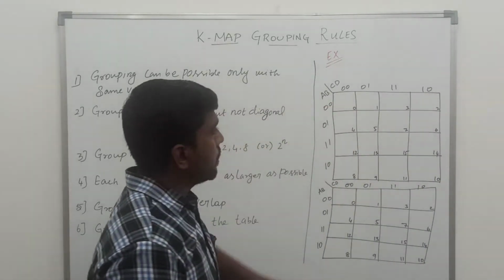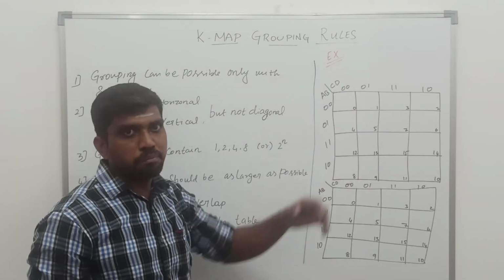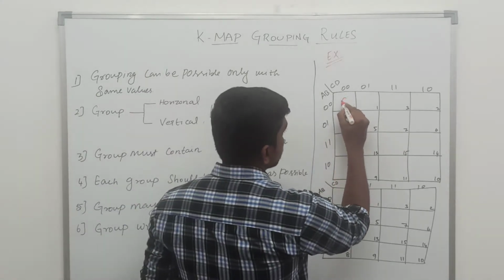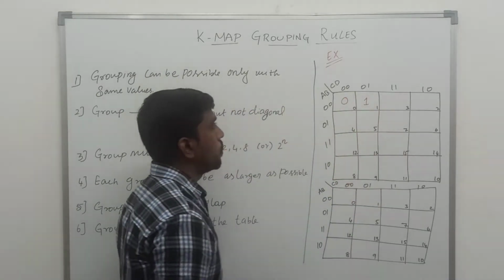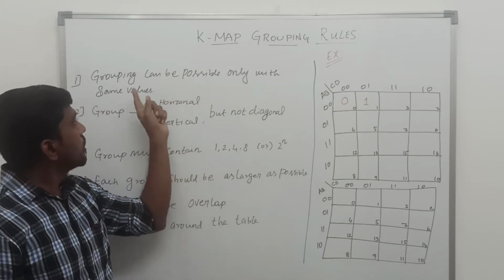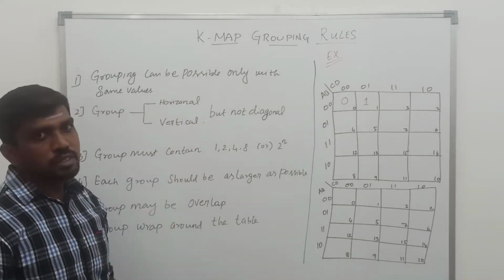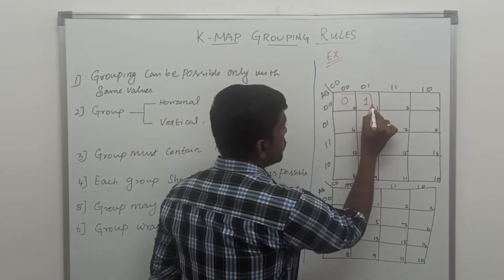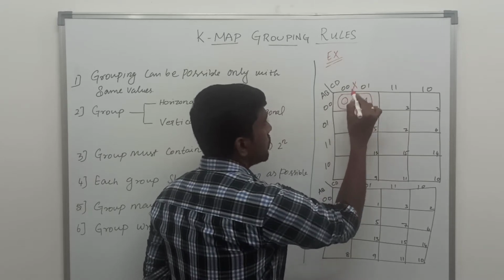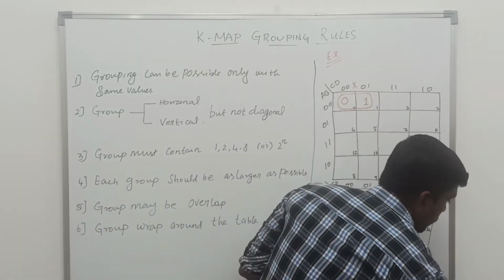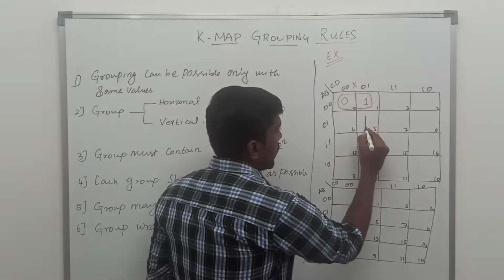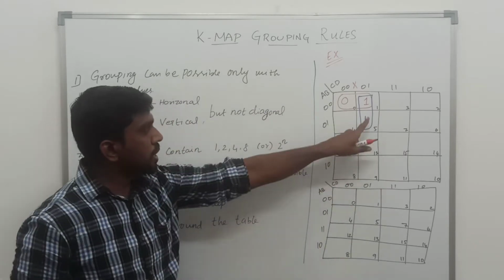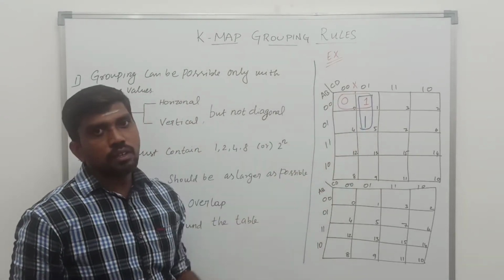It's a structure of K-map. This structure we already discussed in a previous video. Let us consider the values like this: 0, 1. But the first rule says the grouping can be possible only with the same values. Here these two values are different values, so this grouping is a wrong one. Suppose you want to group like this, so this pair is a right one. 0, 1, this pair is a wrong one.